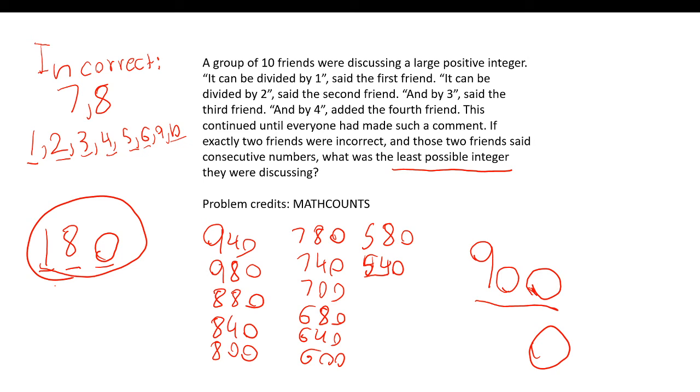And we know that friends 7 and 8 were incorrect. We already solved the first part of the problem. So the least possible integer the 10 friends were discussing is 180. And if you go any lower, you can see that the sum of the first two digits must sum to 9, in other words. That's how we're going to obtain the least possible integer.